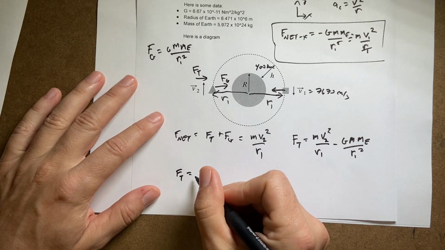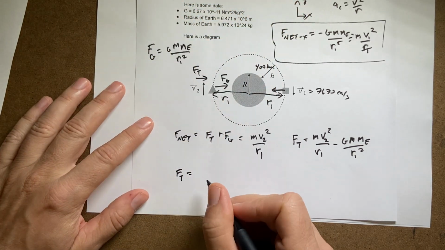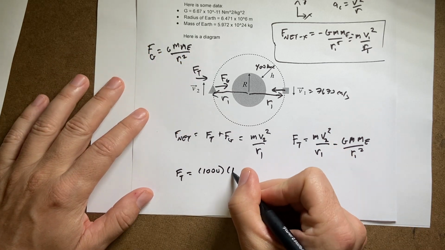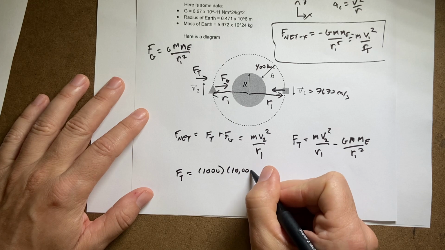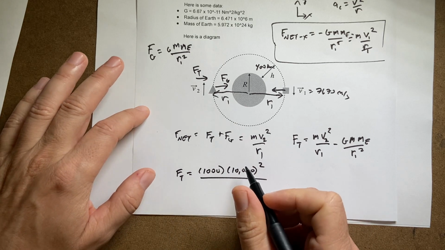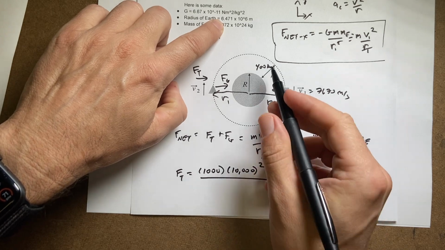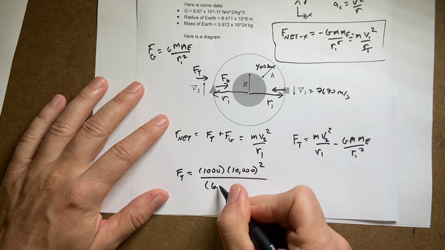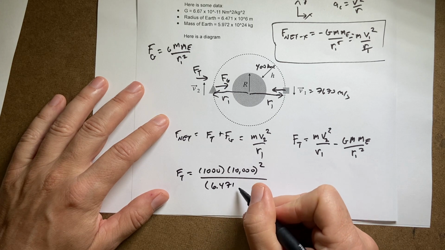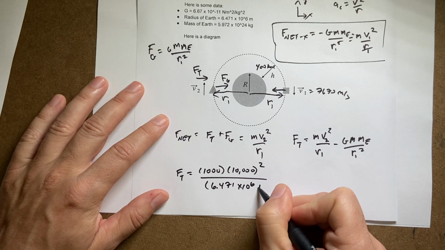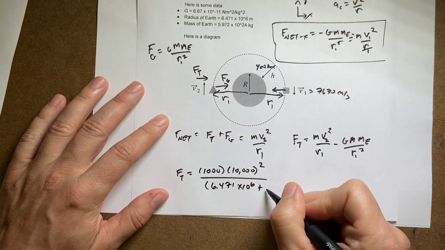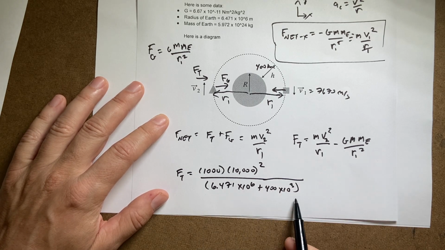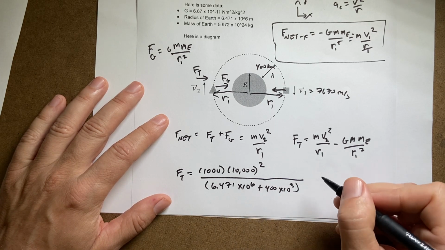So Ft, I picked this direction. If I picked wrong, I'll get a negative number for here. So Ft is going to be, I gave the mass of 1,000. V2 I said was 10,000 squared. R1 is going to be the radius of the Earth plus the 400 kilometers. So that's going to be equal to 6.471 times 10 to the 6th plus 400 kilometers, which is 400 times 10 to the 3rd. So be careful with this. I see a lot of people making mistakes with that.